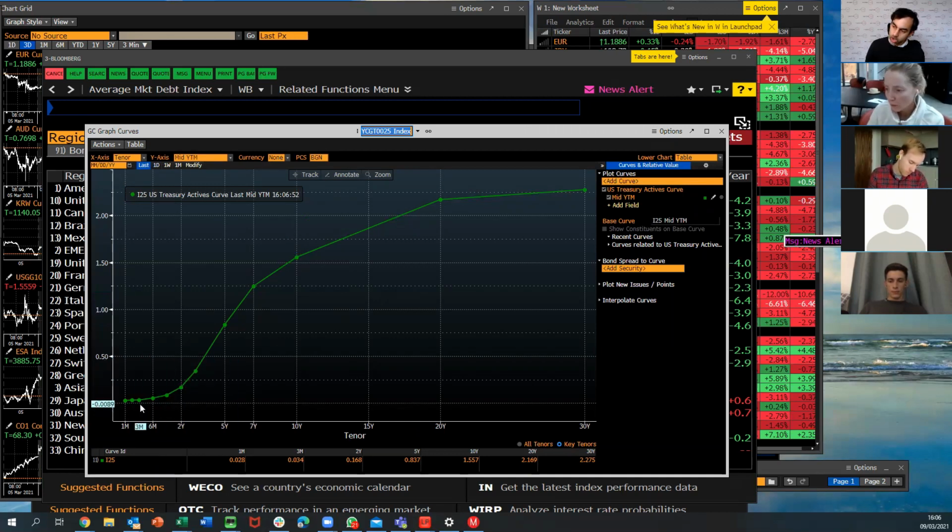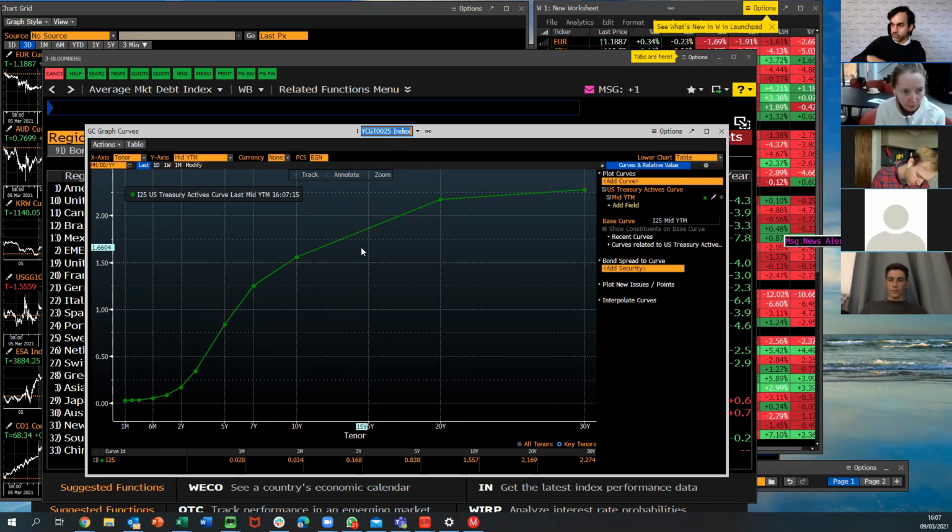Now the question is, why is the yield curve steep? Why are interest rates at 10 years higher than they are at 2 years or at 1 month? So why is the curve steep? From a framework perspective, the way I like to think about this is there's 2 reasons why interest rates go up over time.